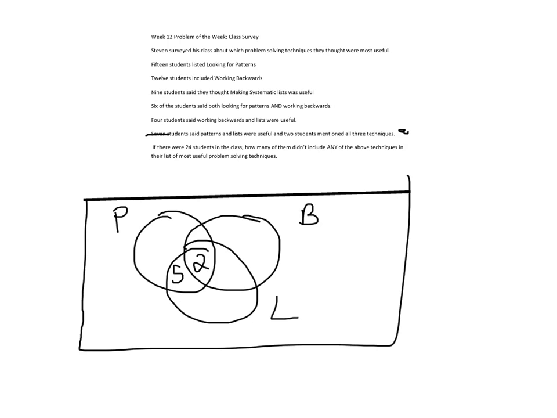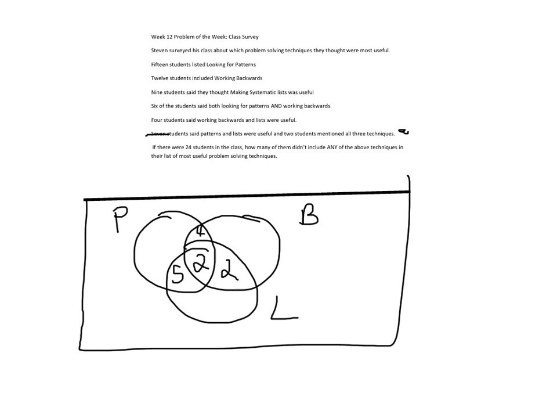4 people said working backwards and lists were useful. Well, we already have 2 people in the overlap between working backwards and lists, so we just need 2 more here. And 6 students said both patterns and working backwards were useful. Well, we've already got 2 of them down here, so the other 4 must be here.